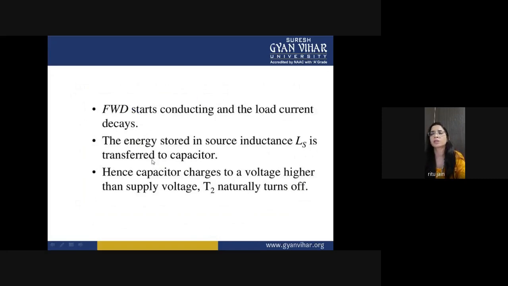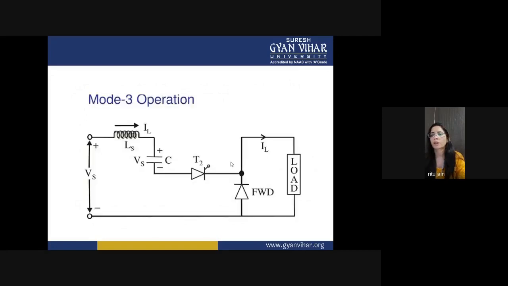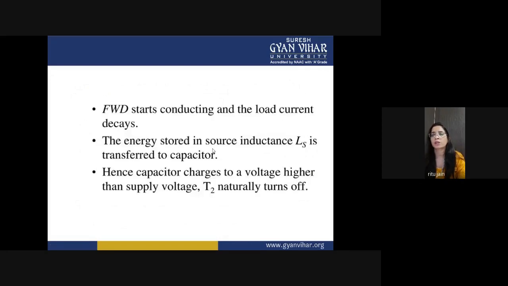The energy stored in the source inductance Ls is transferred to the capacitor. So hence the capacitor charges to a voltage higher than your supply voltage. So T2 naturally turns off. You can see that the terminal voltage of this thyristor will be less than this voltage, so the voltage difference between these two terminals will be negative, and this thyristor becomes reverse biased, so it gets turned off naturally.